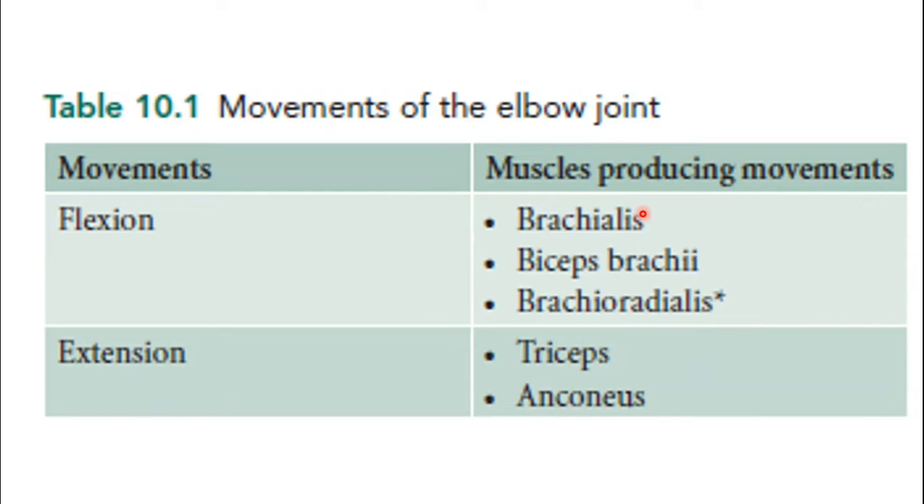Movements. Now the movements, I have told you that in the elbow joint only two movements take place, the flexion and extension. The flexion is produced by these muscles. These are the muscles of the anterior compartment, the brachialis, biceps, and brachioradialis, while the extension is occurred by the posterior compartment of muscle, that are the triceps and anconeus.